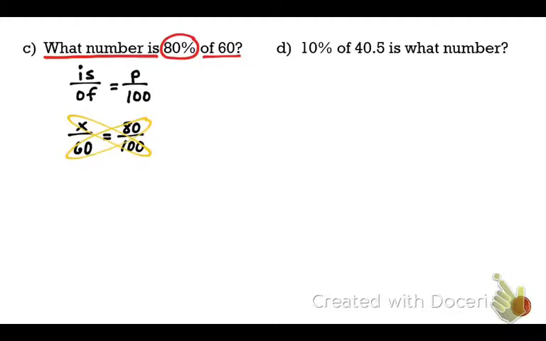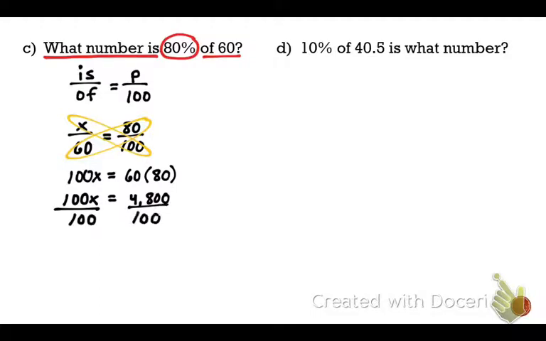Hayden, what should I write next? 100x equals 60 times 80. Okay? And then Hayden, when you multiplied that out, what is 60 times 80? 4,800. Very good. Matthew, how do I get the x by itself? Divide by 100 on both sides. On the left side, we can see that this does cancel out. And Isaac, what are we left with as our answer? 48 equals x. Okay, 48.